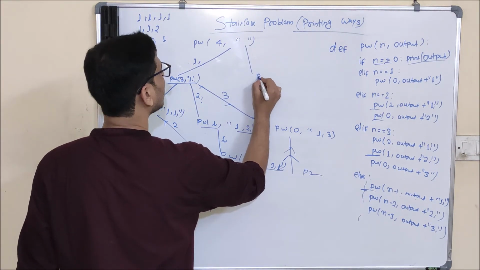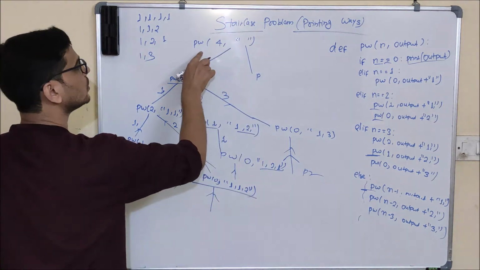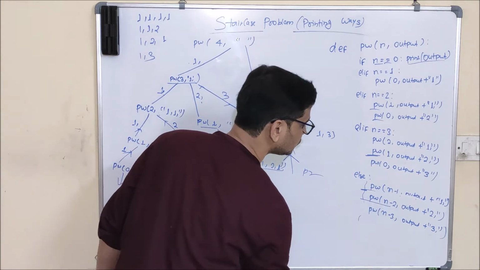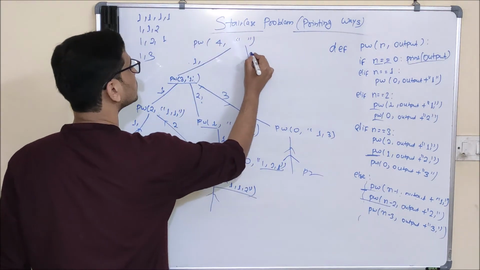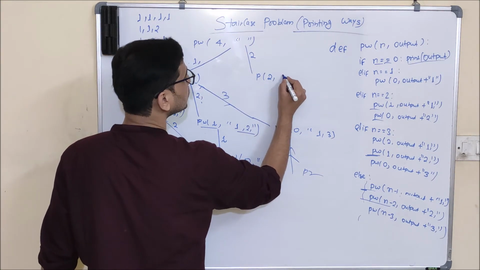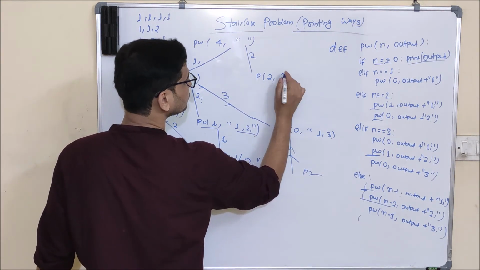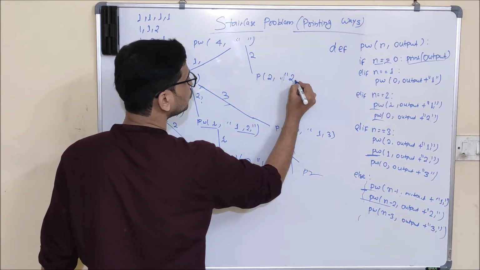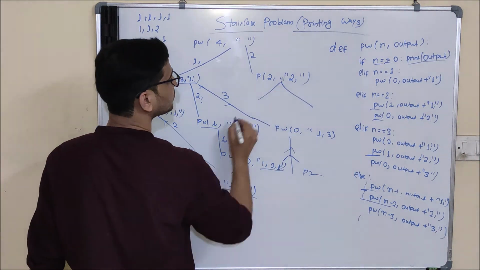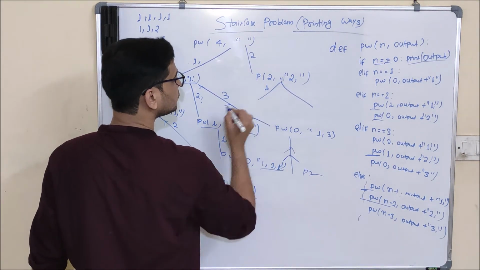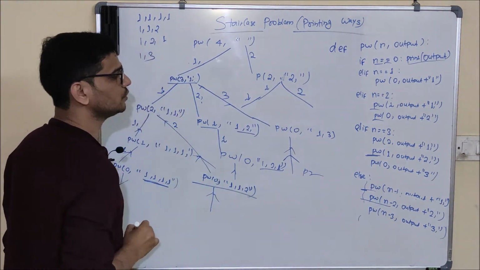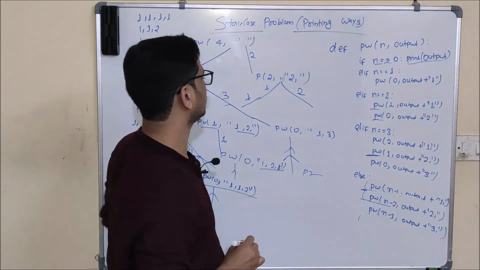And again pw of 4 will call, then control will come to pw4 with an empty string, and what will it do? It will take a 2-step jump and append 2. It will take a 1-step jump and call pw of 2, and in the output it will append 2. Now pw2 will have 2 more options, that is 1-step jump and 1-step jump, and 2-step jump, these 2 options.